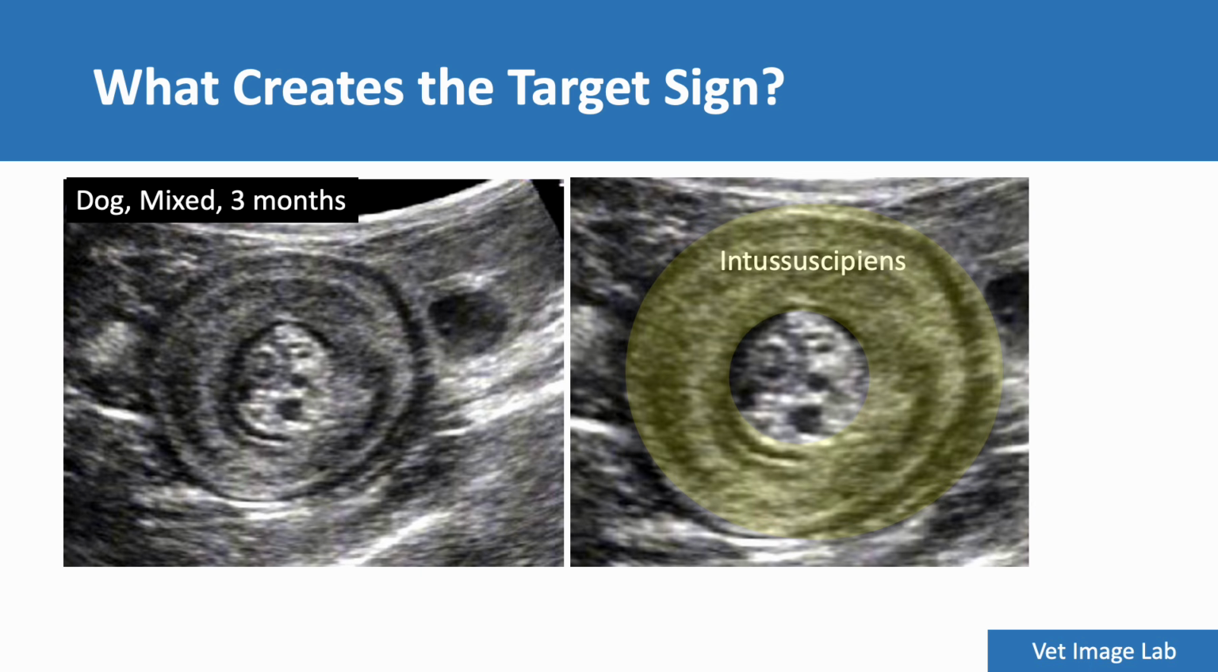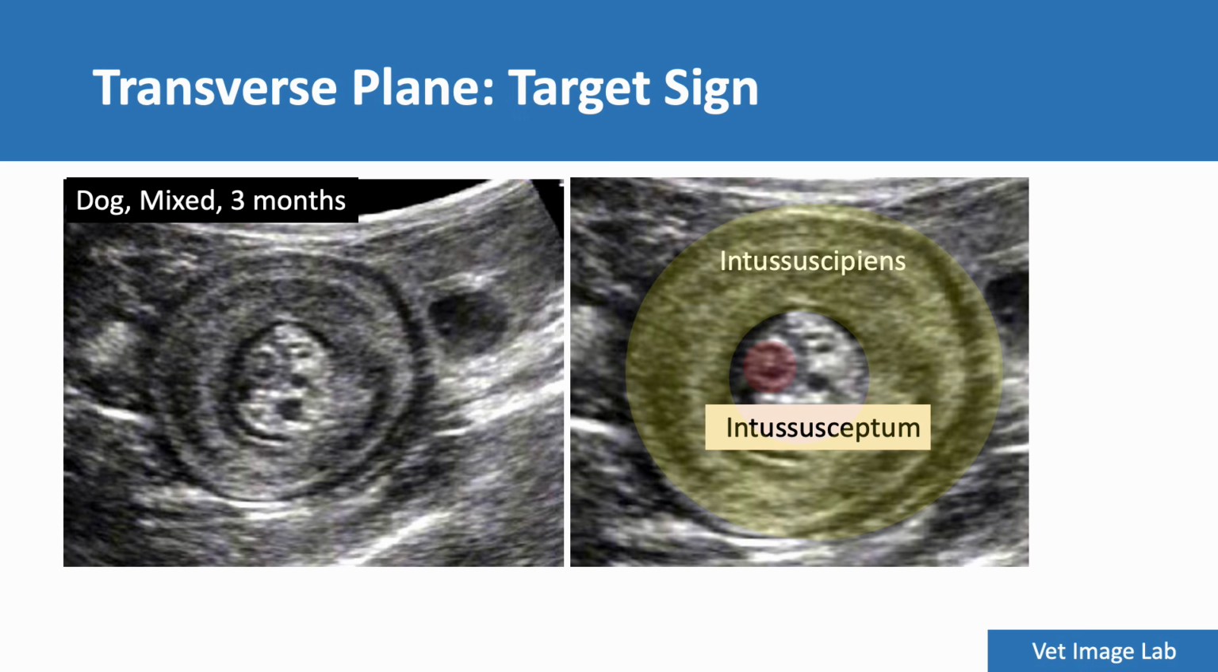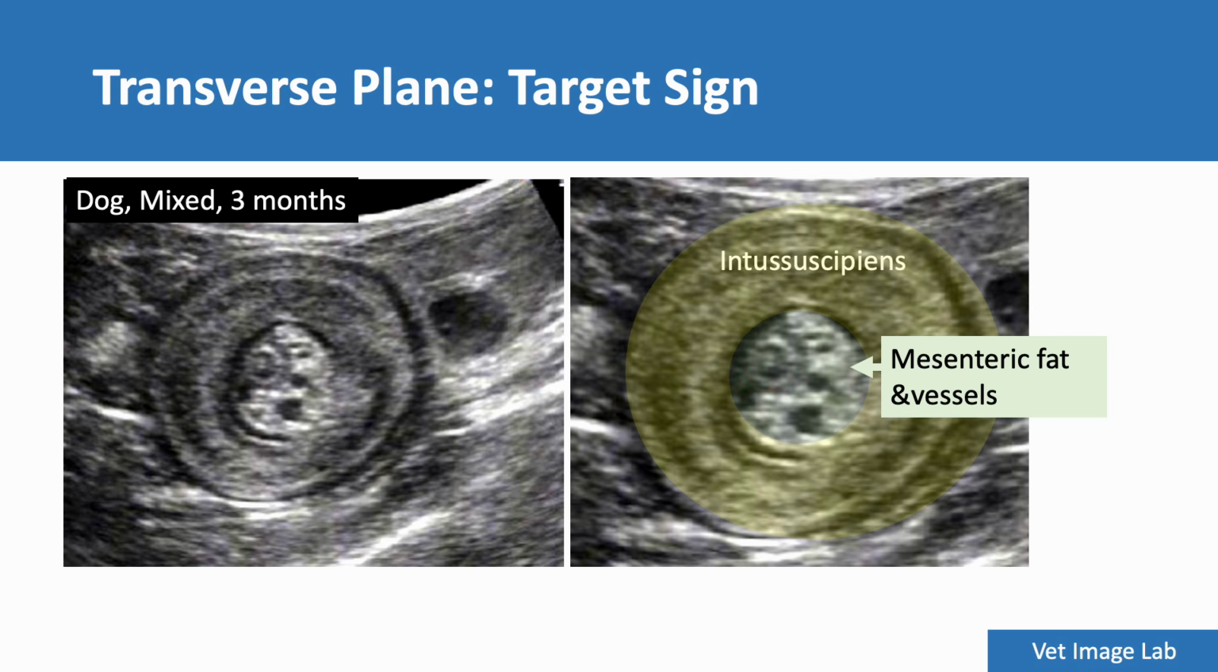As highlighted here, the outer bowel wall surrounds the invaginated intestine and forms the outer portion of the target sign. This is the intussuscipiens. Now, inside the outer loop, we can identify the invaginated bowel segment. It creates the inner concentric layers of the target sign. This is the intussusceptum. In the center of the target sign, we can see a hyperechoic area.